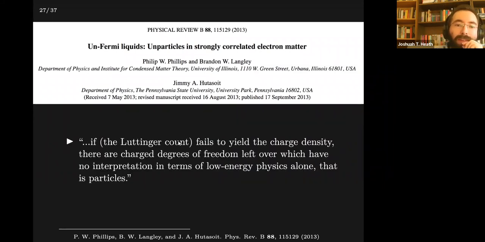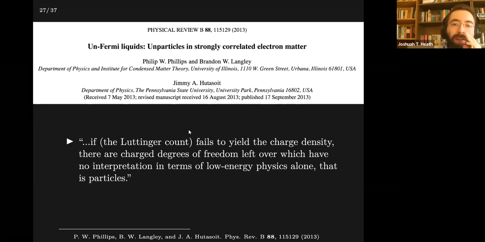Now, his quote was basically: if the Luttinger count fails to yield the charge density, there are charge degrees of freedom left over which have no interpretation in terms of the single particle approximation I mentioned before, that is, particles. So if Luttinger's theorem breaks down, and like I said, Luttinger's theorem is a very robust definition of a single particle approximation, this Anderson's bucket, we could call it, back to this idea of Anderson's bucket of a superfluid. But when Luttinger's theorem breaks down, what happens to those collective degrees of freedom? Well, they might be an unparticle. They might be something that we can't redefine in terms of our standard model of physics.